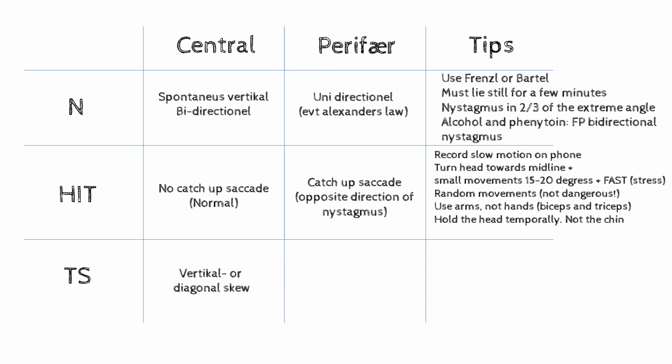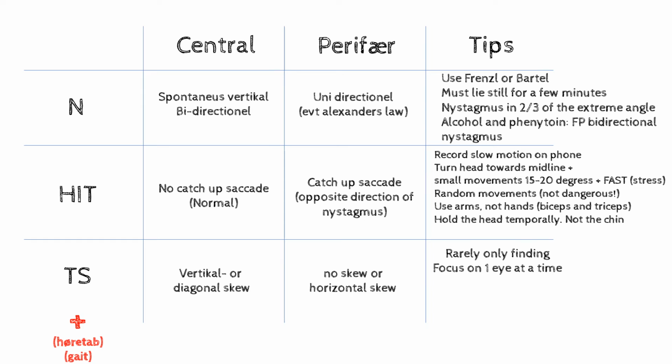Okay, then you come to the test of skew, and if it is to be central, then it has to be vertical or diagonal. No skew, or horizontal skew as we see with strabismus, is not central. It's rarely the only finding, and you should always focus on one eye at a time when you're doing the test. So when you're covering one eye, you should focus on the eye not being covered, test that several times, and then do the other eye and test that several times.